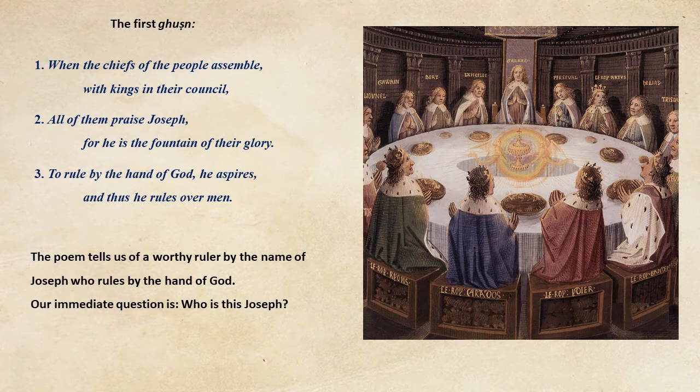When the chiefs of the people assemble, with kings in their council, all of them praise Joseph, for he is the fountain of their glory. To rule by the hand of God he aspires, and thus he rules over men. So the poem tells us, what's the first impression we get? Of a worthy ruler by the name of Joseph, who rules by the hand of God. It says, right, by the hand of God. He wants to rule by the hands of God, and therefore he rules over men. Our immediate question then is, who is this Joseph?